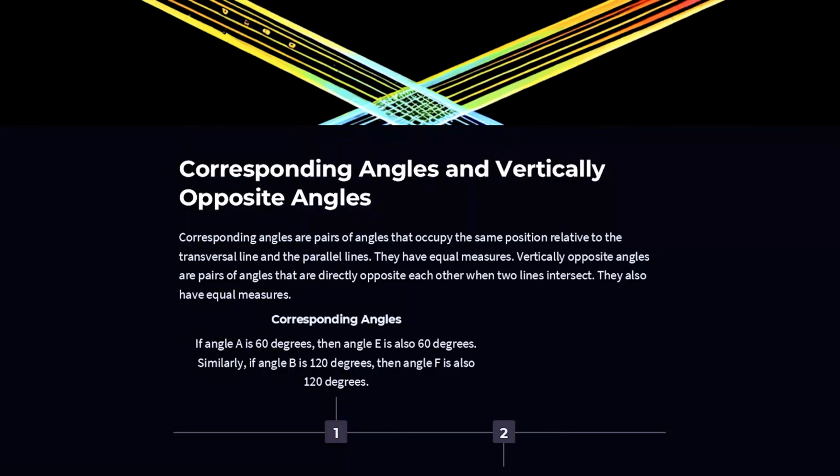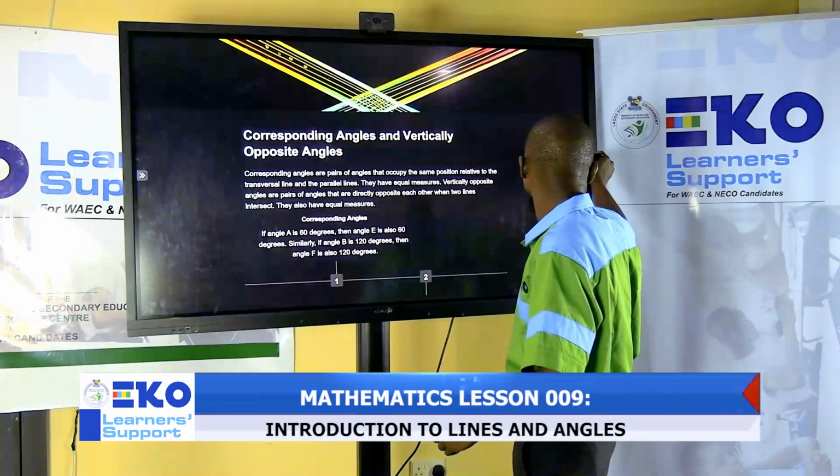Corresponding angles are a pair of angles that occupy the same position relative to the transversal line and the parallel lines. So they have equal measures. Vertical angles are pairs of angles that are directly opposite to each other. So if A is 60 degrees, then angle E is also 60 degrees. That's an example. Let me indicate that for you.